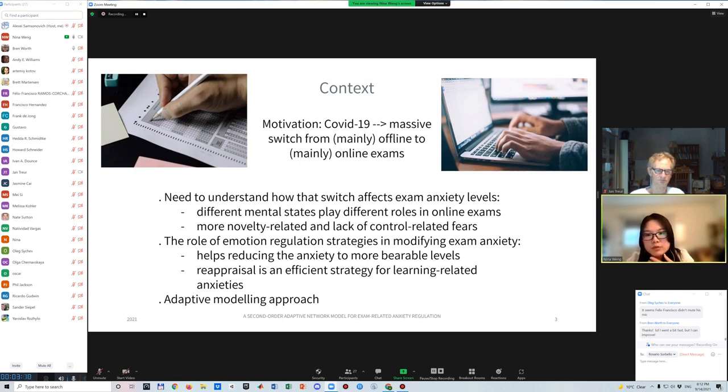However, certain problems are also not present in the online settings. For example, the social anxiety related to the interactions with colleagues in the examination room. All of this led us to the idea of comparing the exam anxiety between two exam contexts, online and offline. Moreover, we decided to study the role that emotion regulation strategies have in modifying exam anxiety and to employ the adaptive modeling approach.